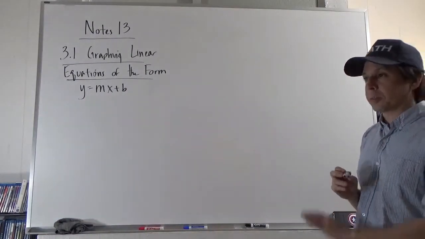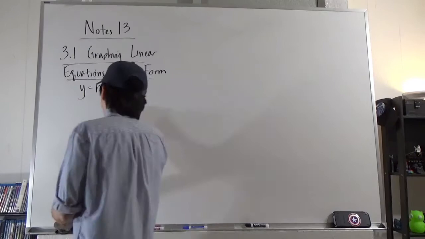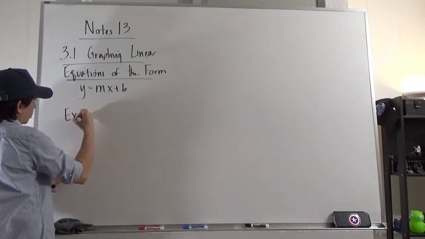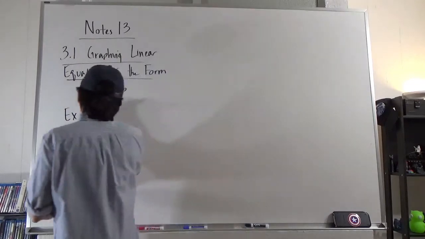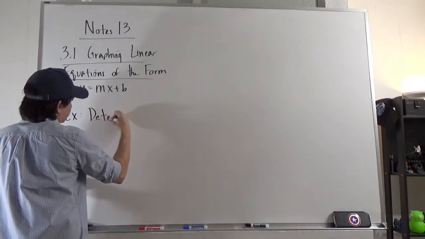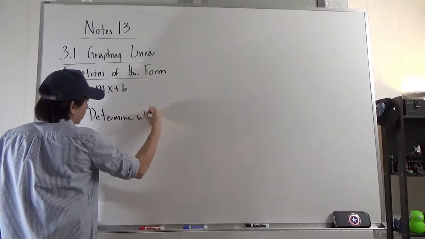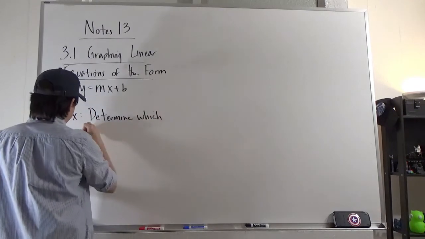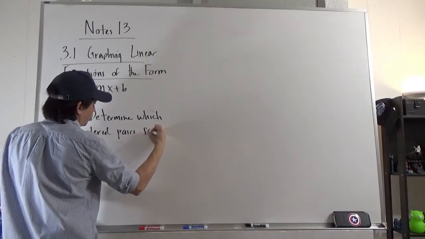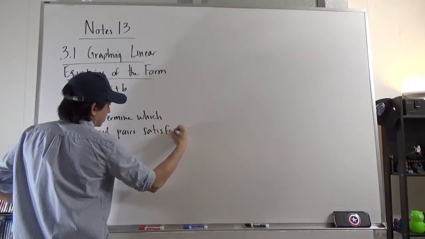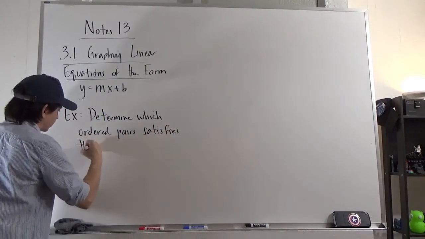Okay, before we get started with that, we'll get to that in a bit. We want to get familiar with the concept of an equation in y and x and how it relates to a graph. Here I'm going to ask you to determine which ordered pairs, and I'm going to give you 4 of them, satisfies the given equation.